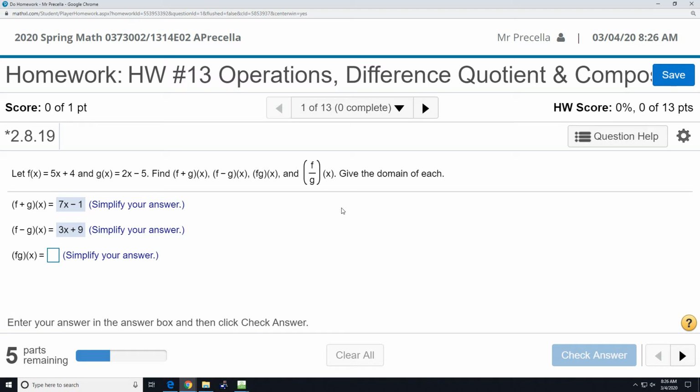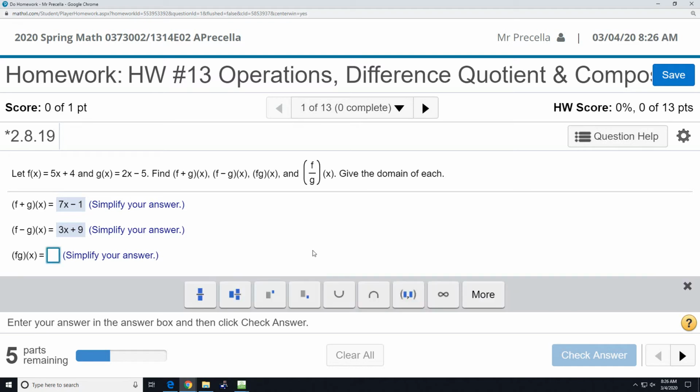F times G. Now, when you type in messy stuff like this, remember, never hit the space key. 10x squared, right arrow to get out of that exponent, minus 17x minus 20.